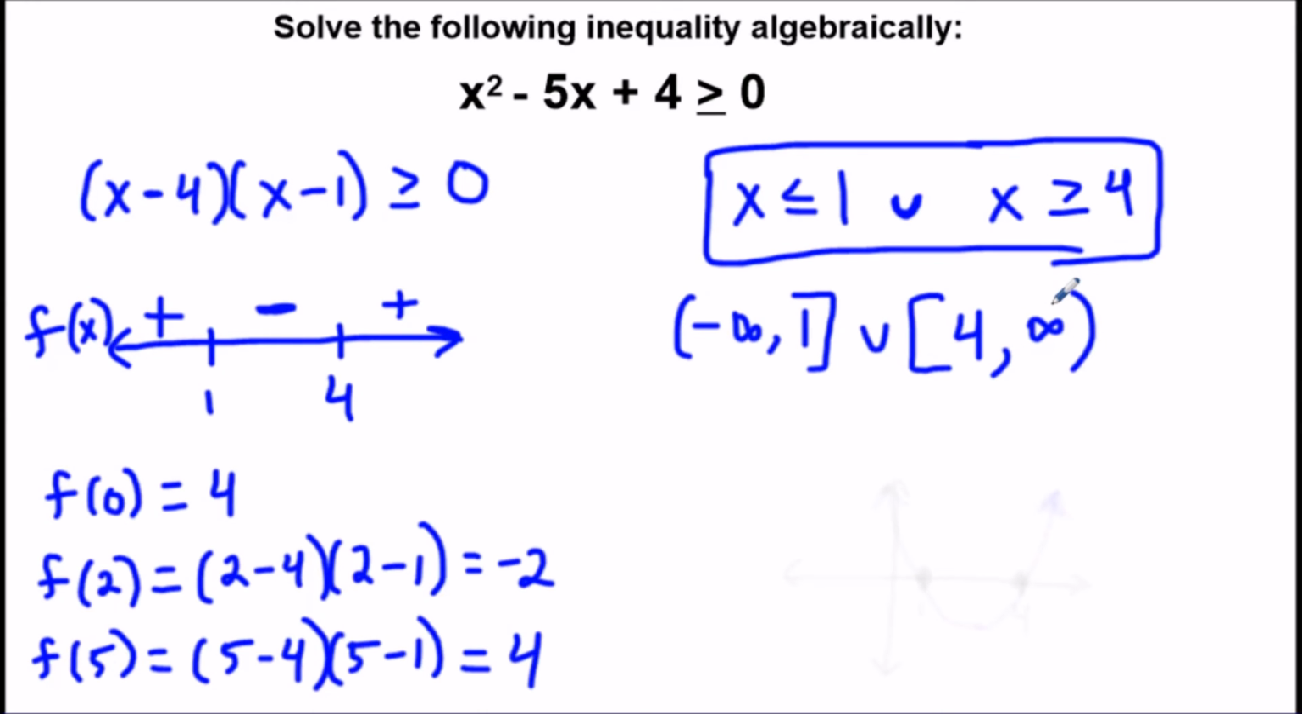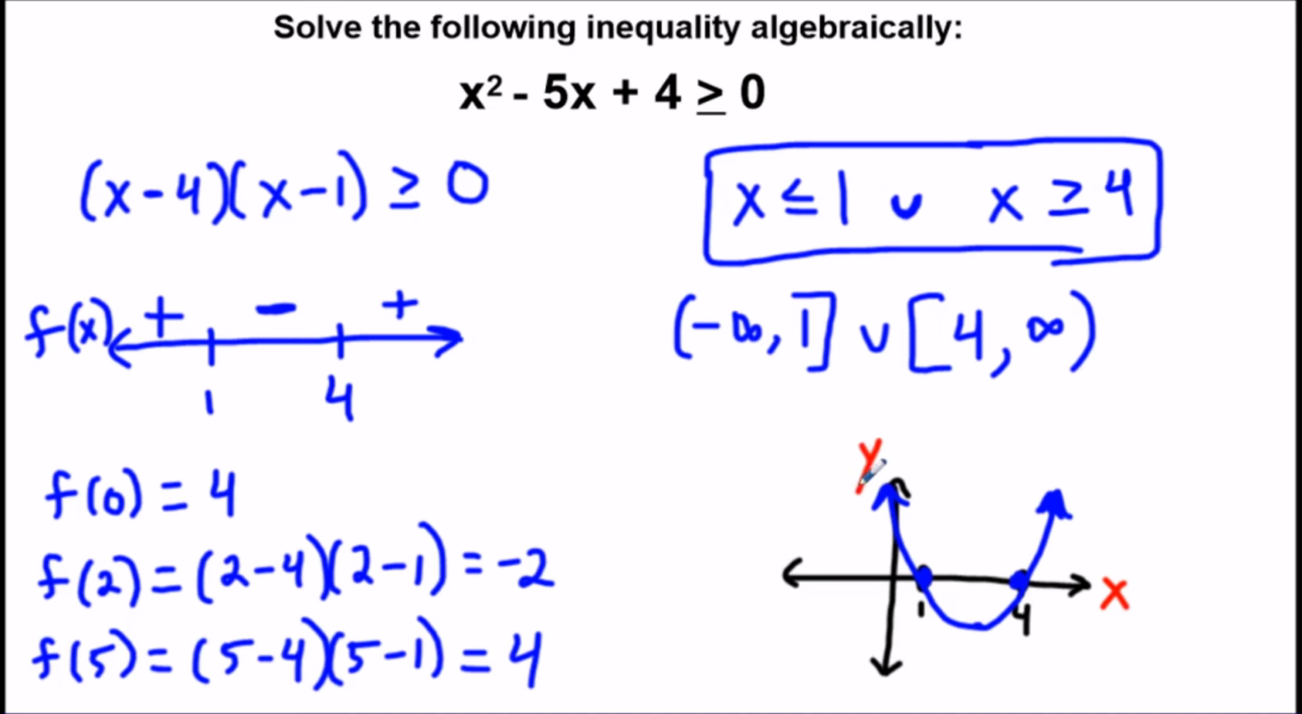Now, just so that you understand the concept in this video, here's a sketch of the quadratic to the left of the inequality. What we're looking for is when this quadratic is greater than or equal to 0. In the language of a graph, it's greater than or equal to 0 when it's either on the x-axis or above. If we highlight the part of the graph that's on the x-axis or above, that happens when x is less than or equal to 1, or when x is greater than or equal to 4.